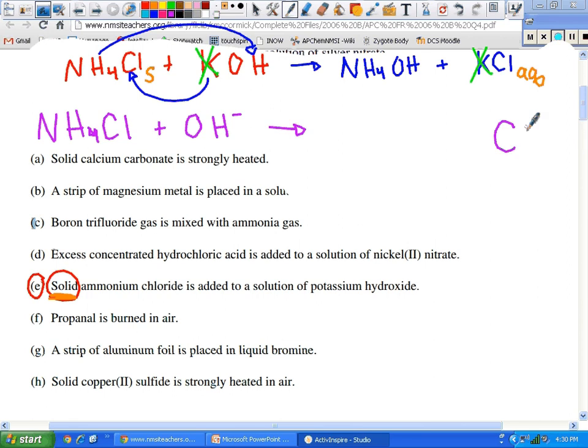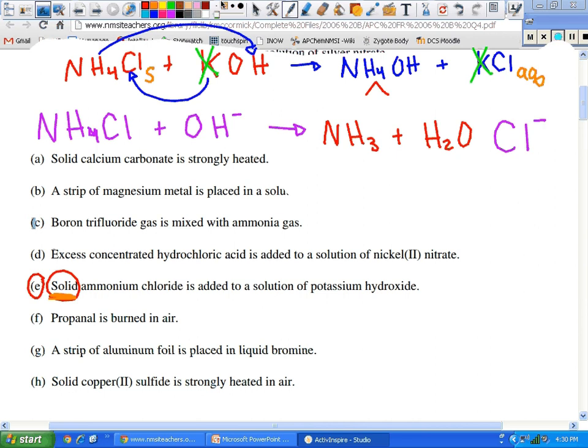This right here splits into NH3 plus H2O. Why? Taylor, you said it. Why'd you say it? Anytime you react with a hydroxide, you produce a water. If you ever have one of these on the reactant side, you have to have one of those on the product side, or vice versa.